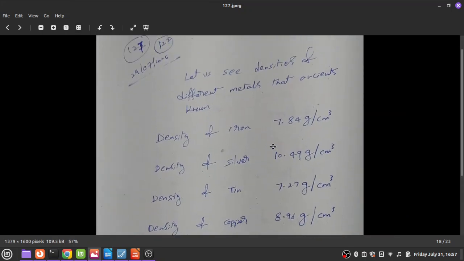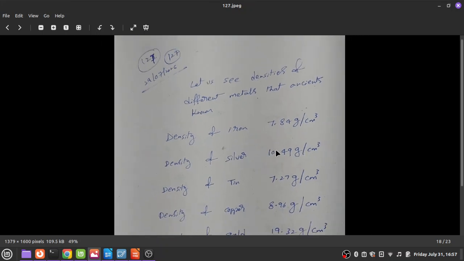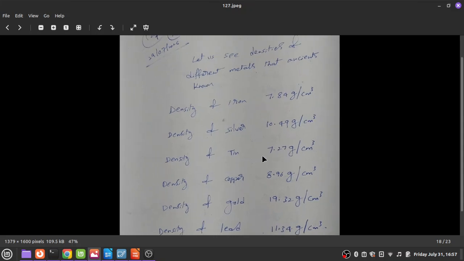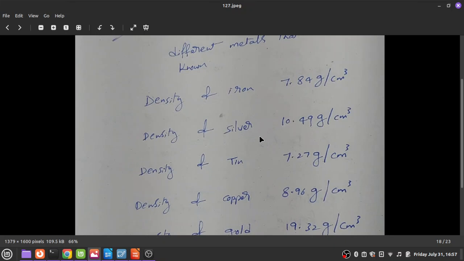Okay, let us see the densities of different metals that the ancients knew. The density of iron, okay, you see that. Now you have a clear idea about density. Density means mass by volume. Whatever the mass you have taken and whatever the volume you have taken, the density is going to be constant. It is independent of mass and volume.